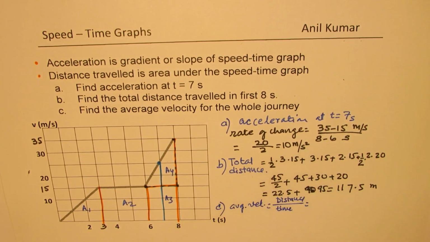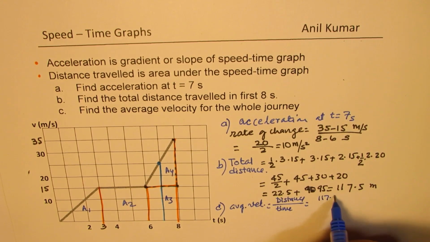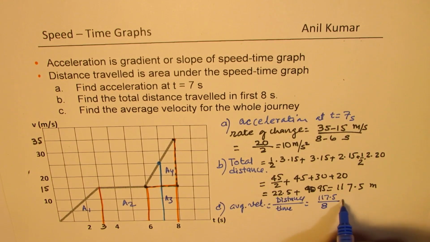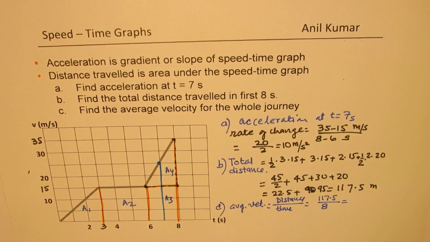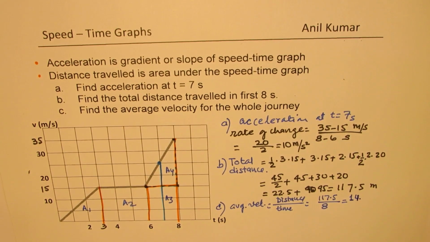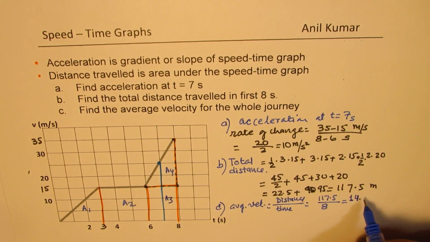So in this case, the total distance was measured as 117.5, and we'll divide this by the time taken, which is 8, correct? So we can get the velocity. 8 times 1 is 8, and then we get 37. 8 times 4 is 32, and that gives you 55. 8 times 7 is 56, so we can say approximately 14.7 meters per second.